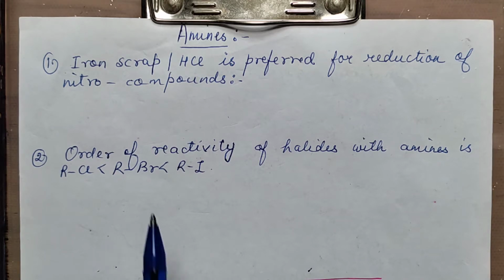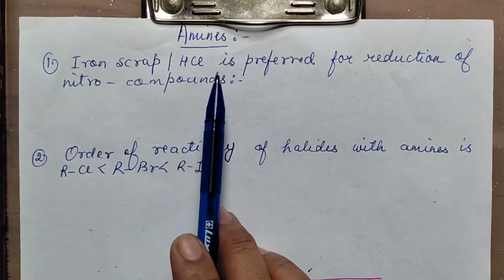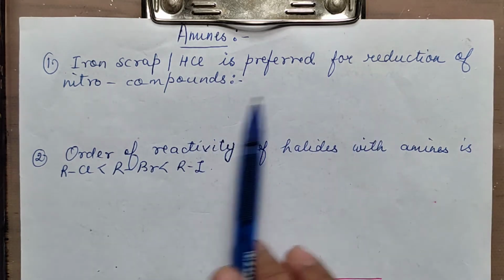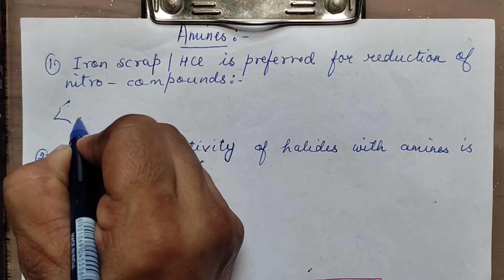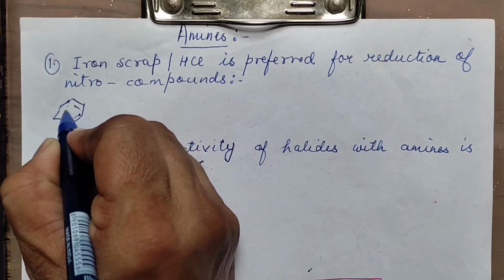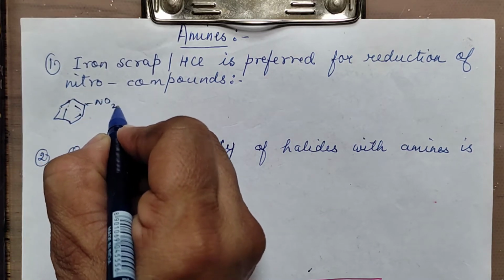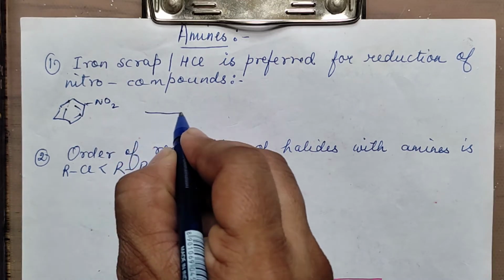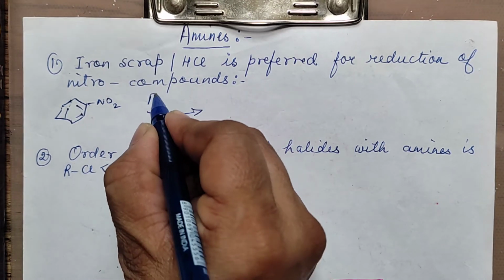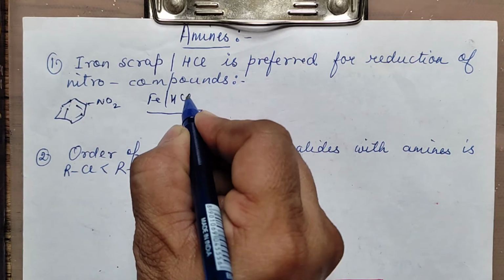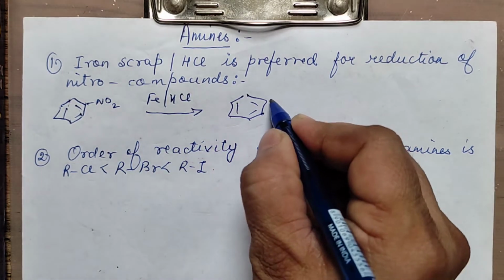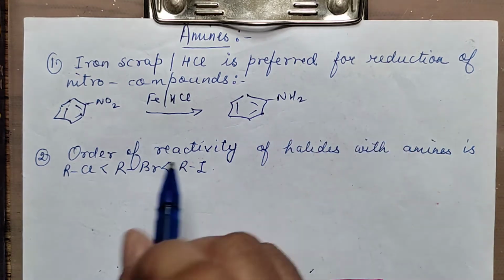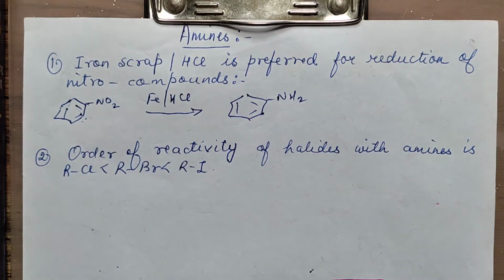The first question says iron scrap or HCl is preferred for the reduction of the nitro compounds. Now what is the equation you have studied? In this, if you take a nitro compound, say nitrobenzene, we always prefer Fe and HCl in this reaction so as to prepare NH2. So basically we are carrying out the reduction of nitro to amine.